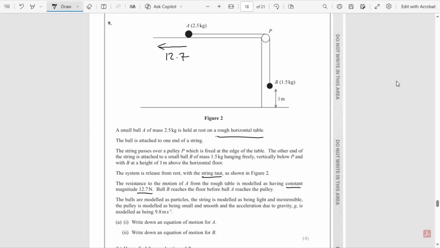Ball B reaches the floor before ball A reaches the pulley. The balls are modeled as particles. The string is modeled as being light and inextensible. The pulley is modeled as being small and smooth, so there's no friction in the pulley. And the acceleration due to gravity G is modeled as being 9.8. And if they don't say that in a question, you assume that G is 9.8, unless stated otherwise. Now for part A, part I, write down an equation of motion for A, and then part II, write down an equation of motion for B.